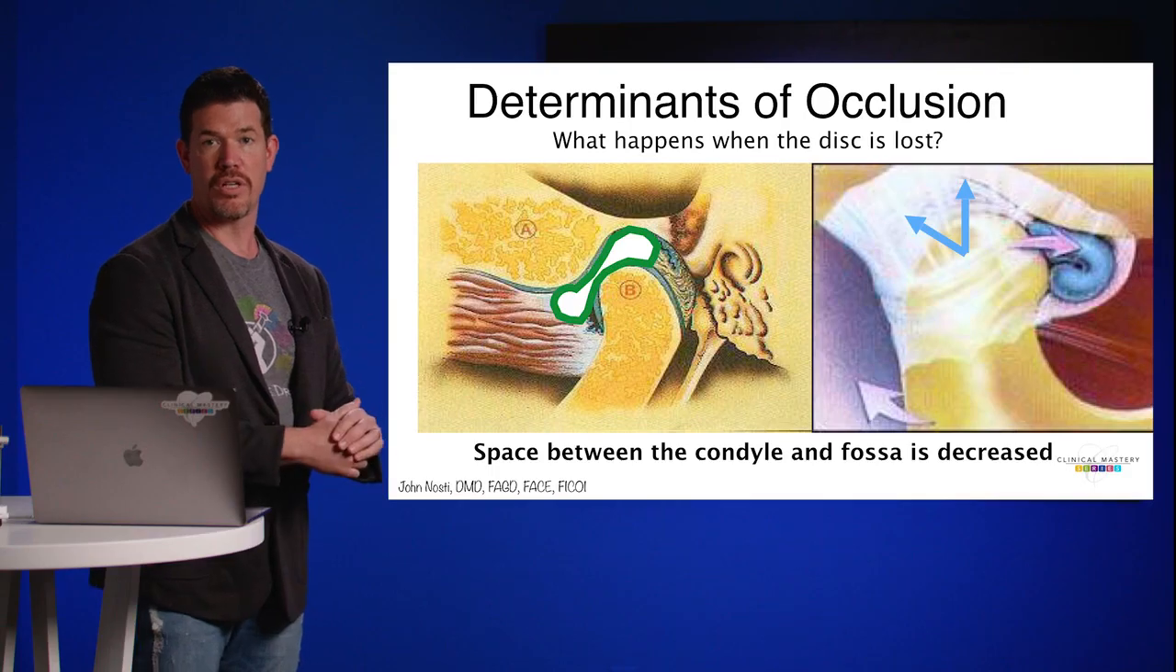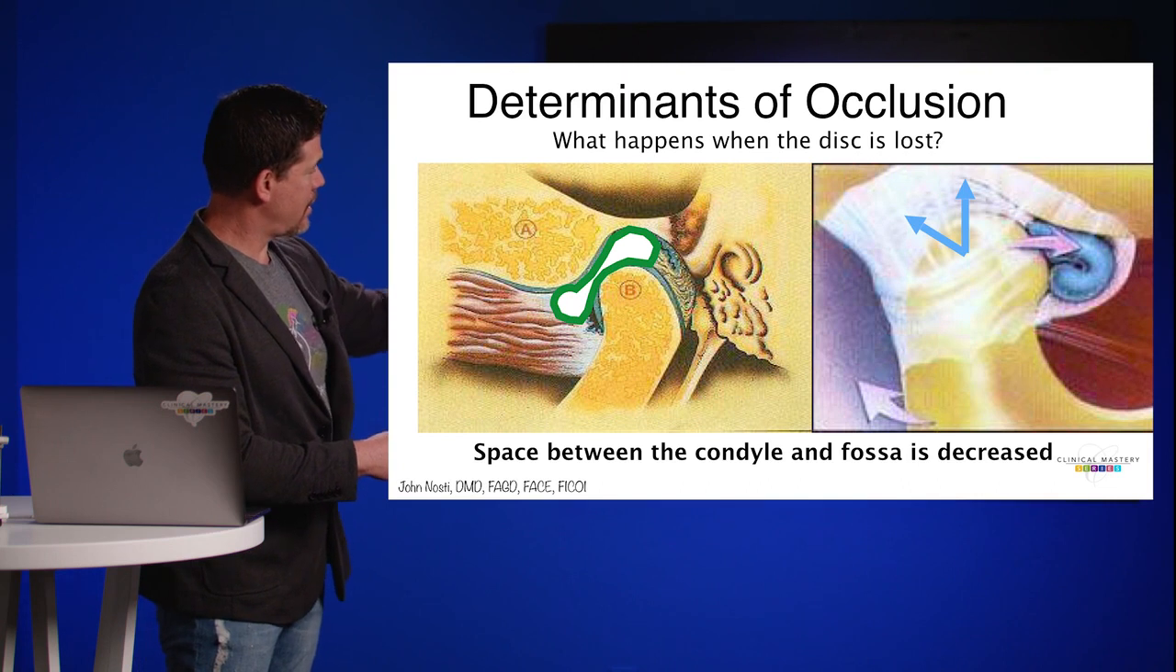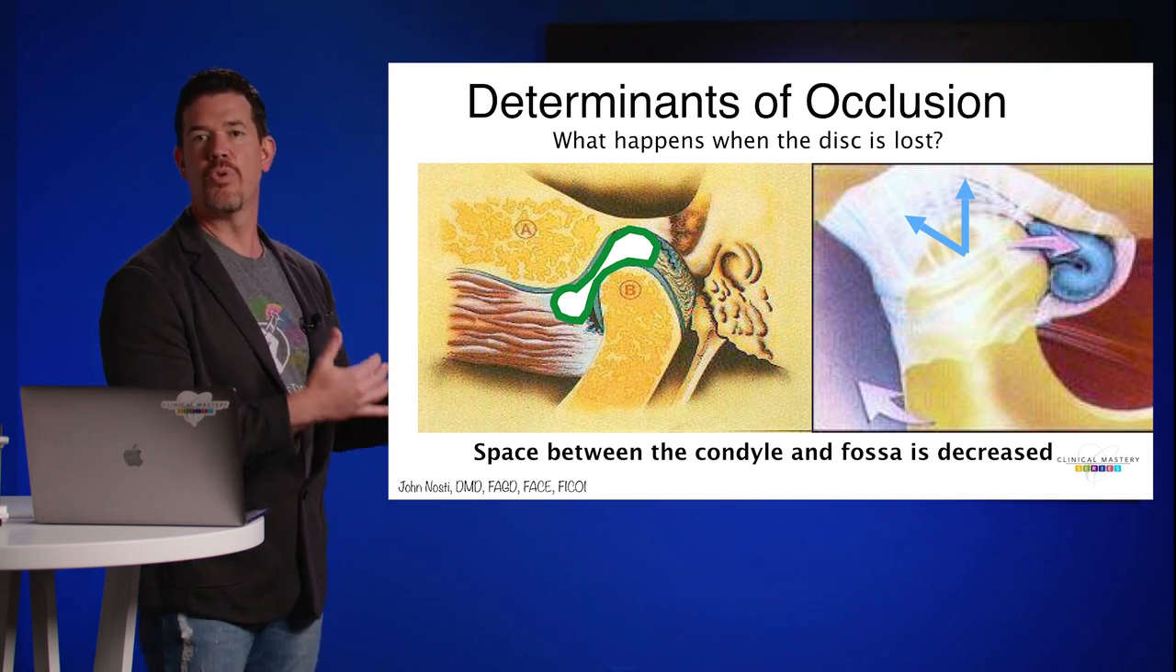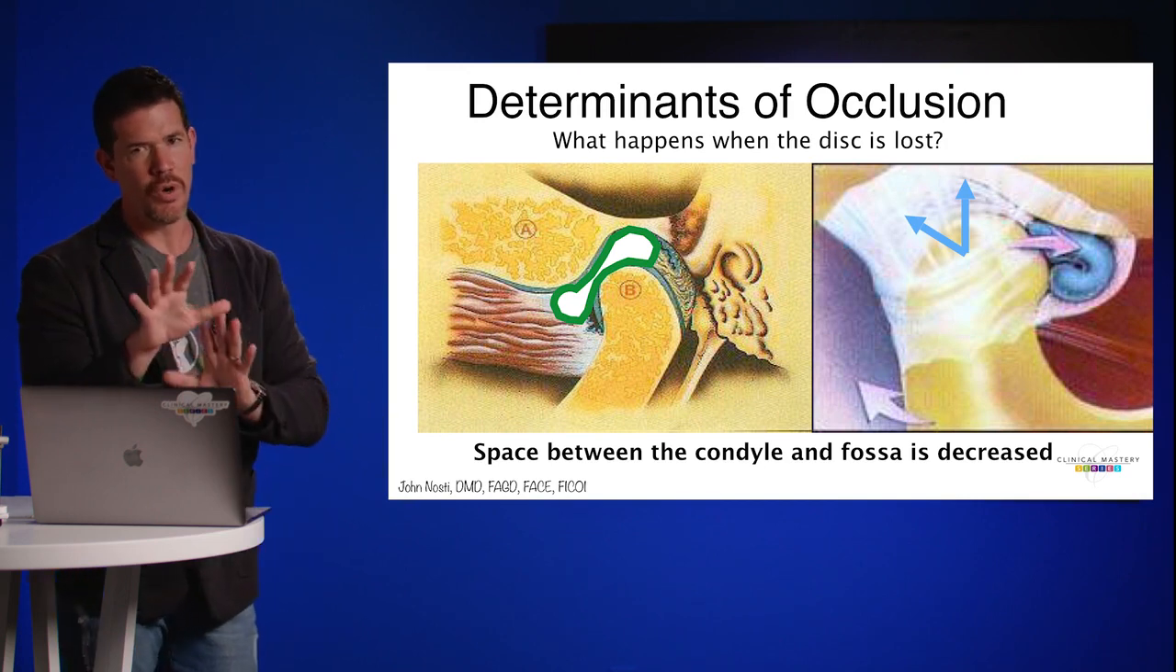If this disc clicks, meaning the patient opens and there's a click present, that is the disc going out of position, patient opens, the disc clicks and comes back in position. That's an anterior disc displacement with reduction. If this disc that we see here out of position remains out of position, that person will no longer click. Don't get hung up on the clicking disc. Just understand the point here of the disc being out of position.